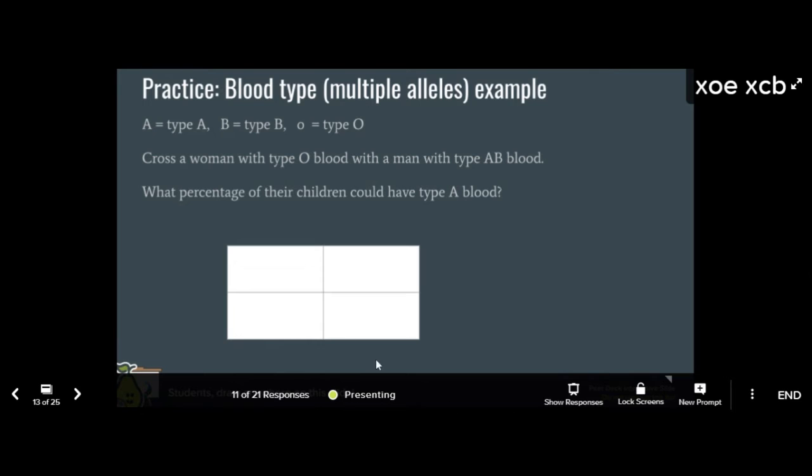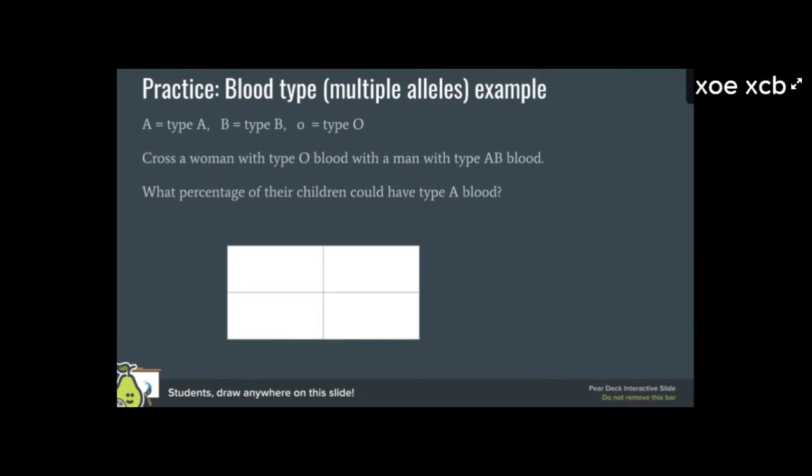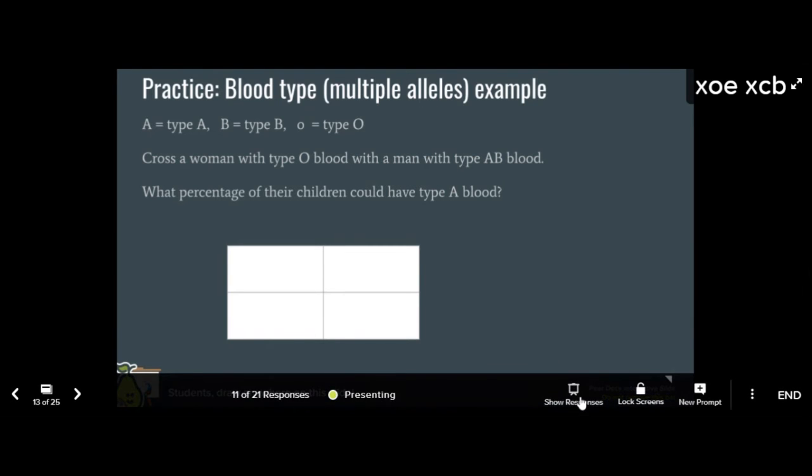Let me show some responses. Please, everybody, you should be trying these. This is the point of this, because we are going to have a test on this, and we're going to have to do work today on this.